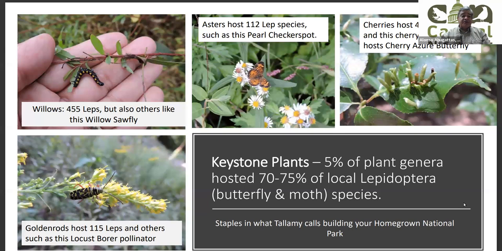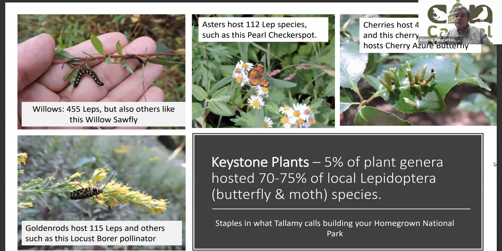Willows are a good one because they support not only a ton of different kinds of caterpillars, but also sawflies, like you can see right over here, as well as many kinds of galls. 455 are just caterpillars. That's a keystone species. If you look at smaller plants, let's look at asters, which are commonly planted in the fall for beauty, 112 species, and much more than that. I'll talk a bit later, if there's time, about all the other things that also feed on it. Cherries, 456 different species, including many gall makers that then support other things.